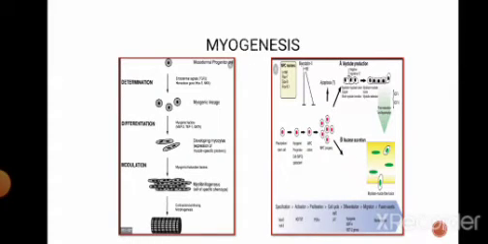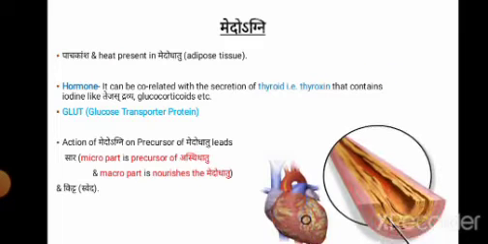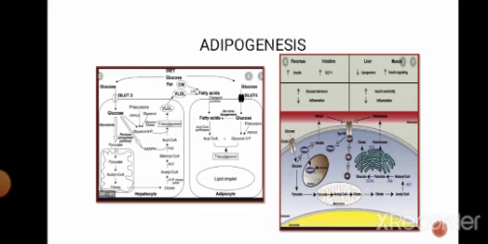Myogenesis is the formation of skeletal muscular tissue, particularly during embryonic development. Medo Agni. Panchabhautik and heat present in Meda Dhatu is known as Medo Agni. Action of Medo Agni on precursor of Meda Dhatu leads to form Sar. Adipogenesis is mostly defined as the process by which pre-adipocytes get differentiated into adipocytes.